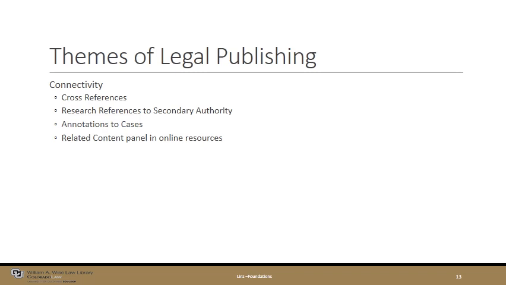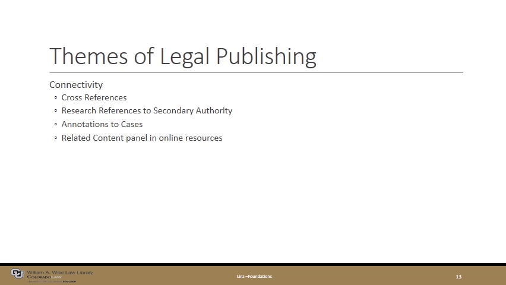Another theme of legal publishing, though, is connectivity. And so here what we're taking advantage of is the fact that authority points to other authority. Resources point to other resources. So if you're using an annotated code, a statutory code, it may have cross-references to other statutes that apply to the code section you're researching. It'll likely also have cross-references to secondary authority that are written about that statutory scheme or that code section that help us understand what that code section is saying. They will certainly have annotations to cases, if cases have litigated that code section before.